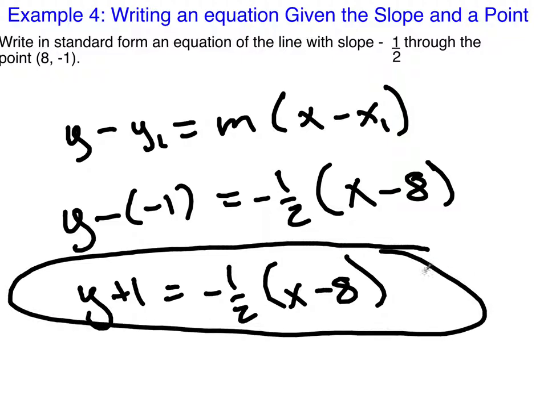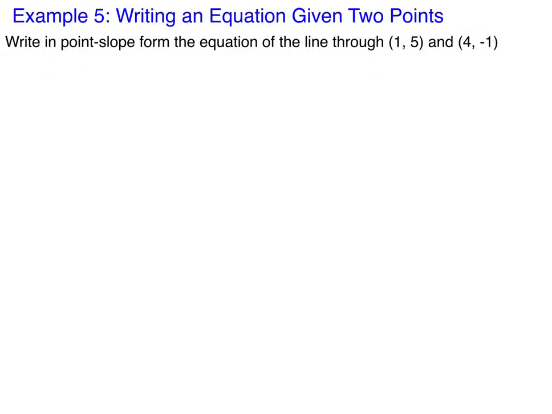This is the equation of a line in point-slope form. And I don't have to simplify it or write it in standard form or slope-intercept form, which is what a lot of you are used to when you see a line, which we're going to talk about now. Oh, no, one more example before we do that.